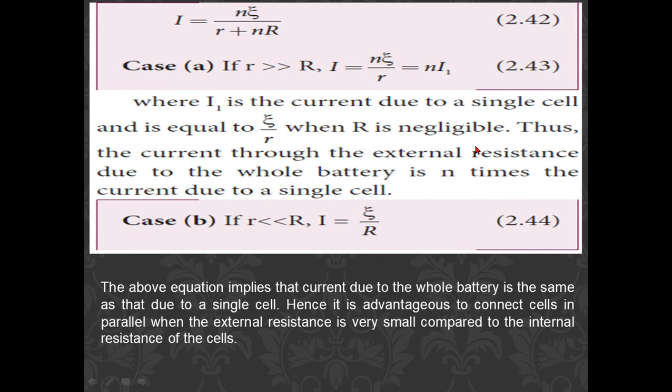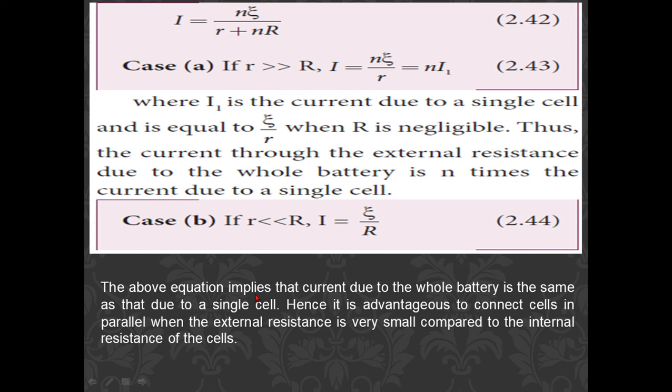When R is negligible, the current through the external resistance due to the whole battery is n times the current due to a single cell. Case B: suppose internal resistance is lesser than capital R, I is equal to psi divided by capital R.